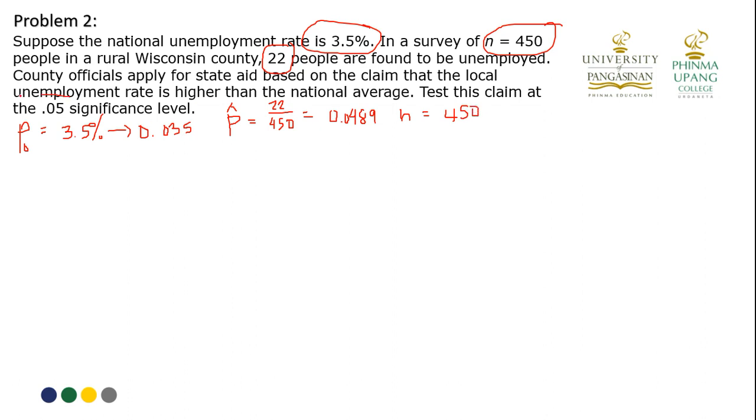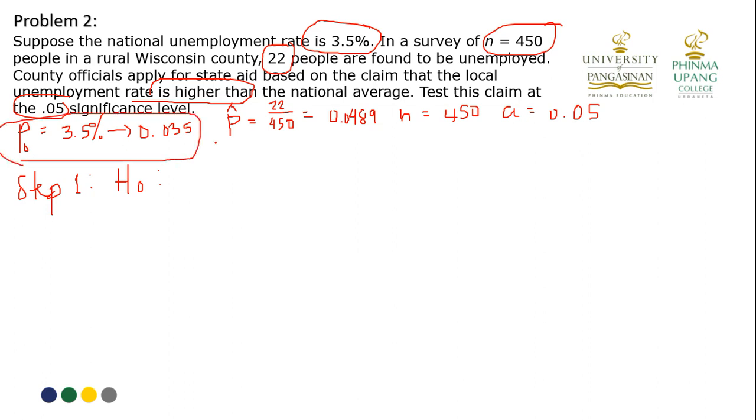Tapos, yung ating alpha is another 0.05. Okay. Tapos, tuloy mo yung pagbabasa. Kung county officials apply the state aid based on the claim that the local unemployment rate is higher. So, may word na higher, automatic po na one-tailed. One-tailed siya. So, step number 1, yung HO natin, HA natin, palaging nagre-rely sa piece of note. So, ibig sabihin po, yung P natin is equivalent daw siya 0.035. Yan. Tapos, yung HA natin, since higher, so greater than ulit.